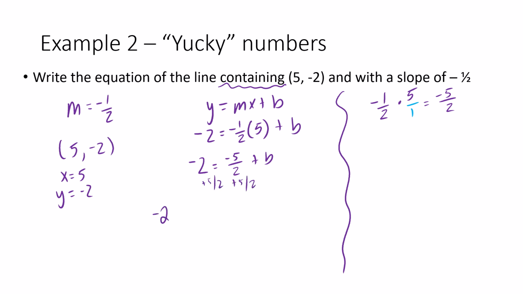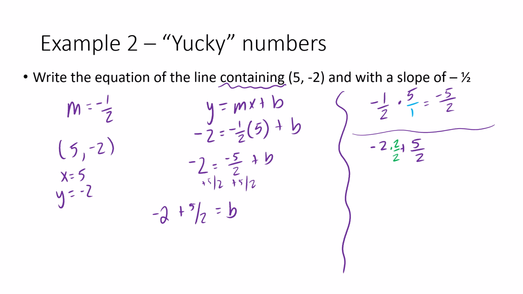So over here on the left, I have -2 plus 5/2. And whatever that value is, that's my b value. So let's take a look at this. In order to add fractions, you have to have a common denominator. And a foolproof way of getting a common denominator is to simply multiply by the number 1, but using a version of 1 that uses the denominator of the other fraction.